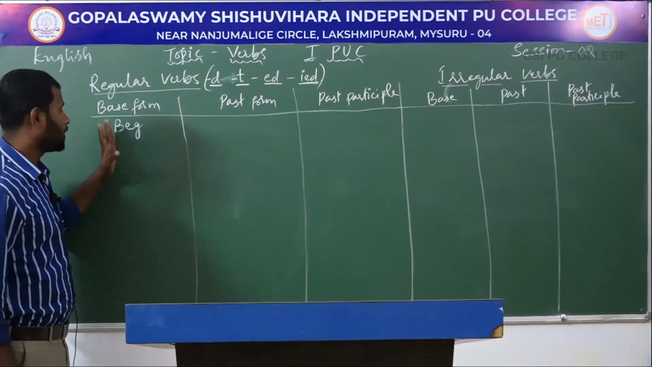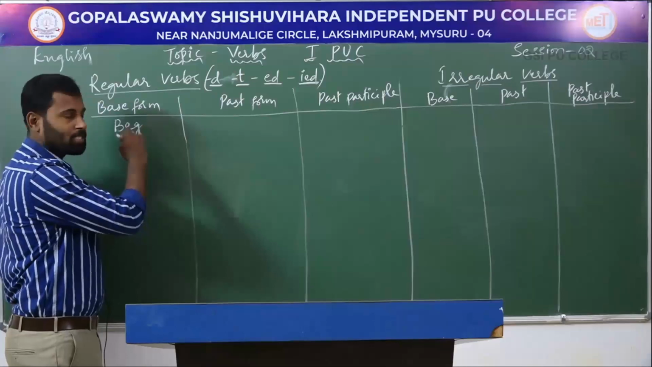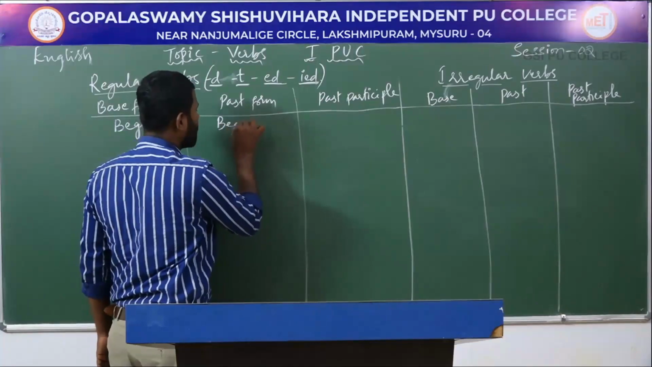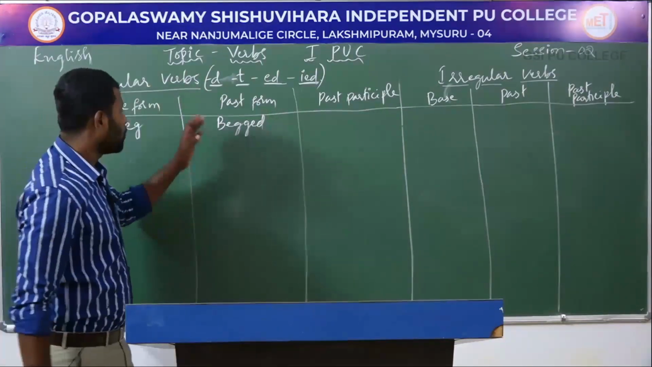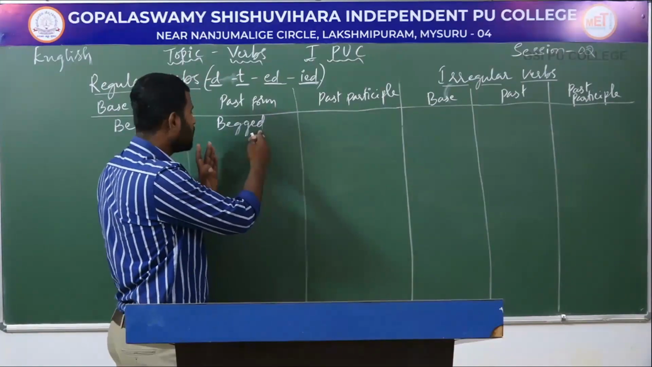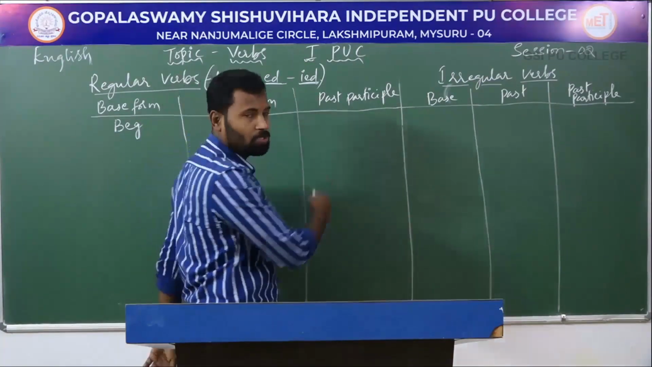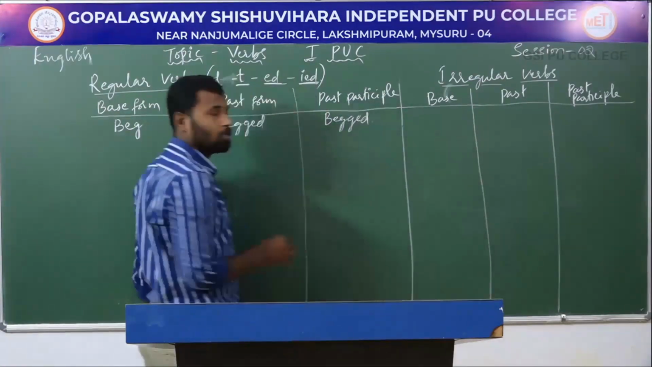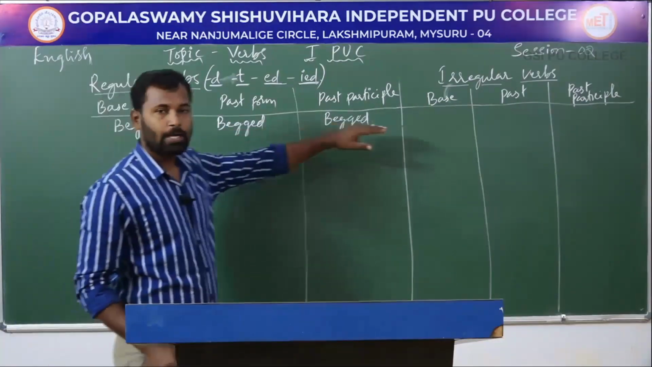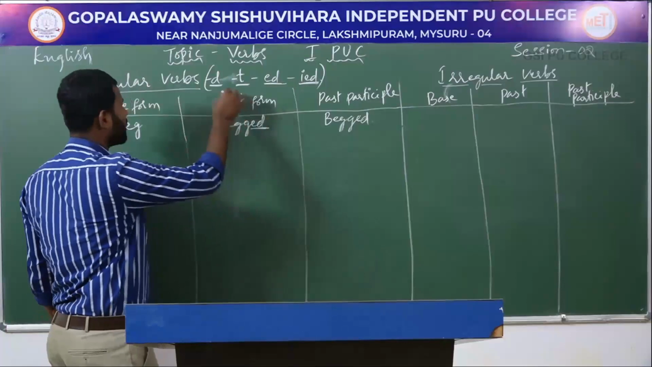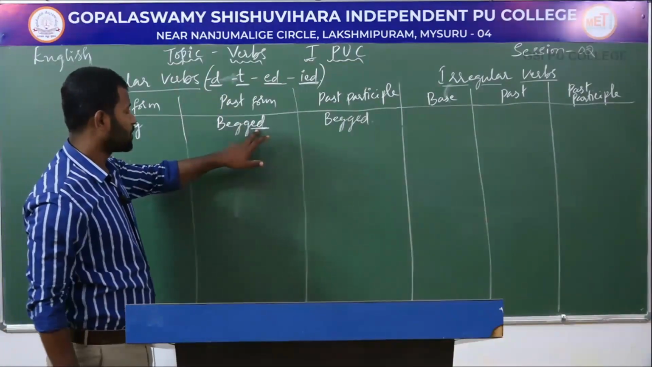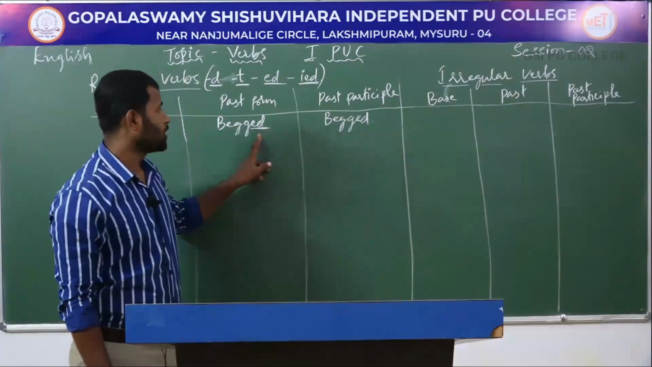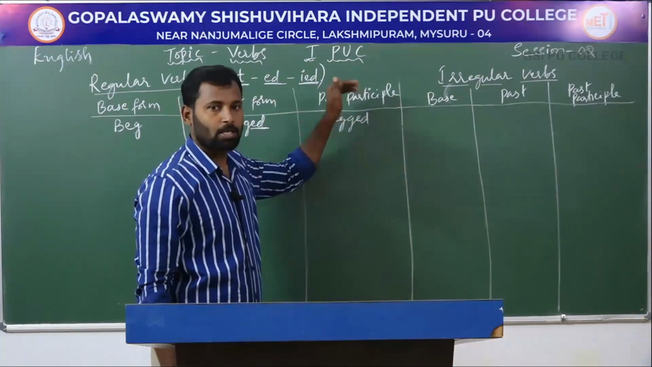Here I have written beg. When we have to change this verb into past, it takes the ed form, like begged. The same verb used in the past tense can be used even in the past participle. So beg, begged and begged. Here the word beg has taken the ed form. The suffix ed has been used for the verb beg and it has become begged in the past tense and begged even in the past participle.